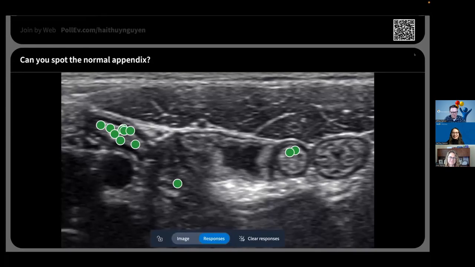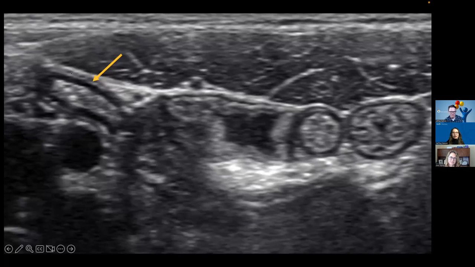Awesome. So yeah, this is a little hard, right? Because there are so many tubular-ish structures out there. But I think the majority of the people are getting it correct. So this is the appendix, and this is usually how the appendix looks. And then these are the terminal or distal ileum, and this is an iliac vessel. And potentially this could be the appendix as well.